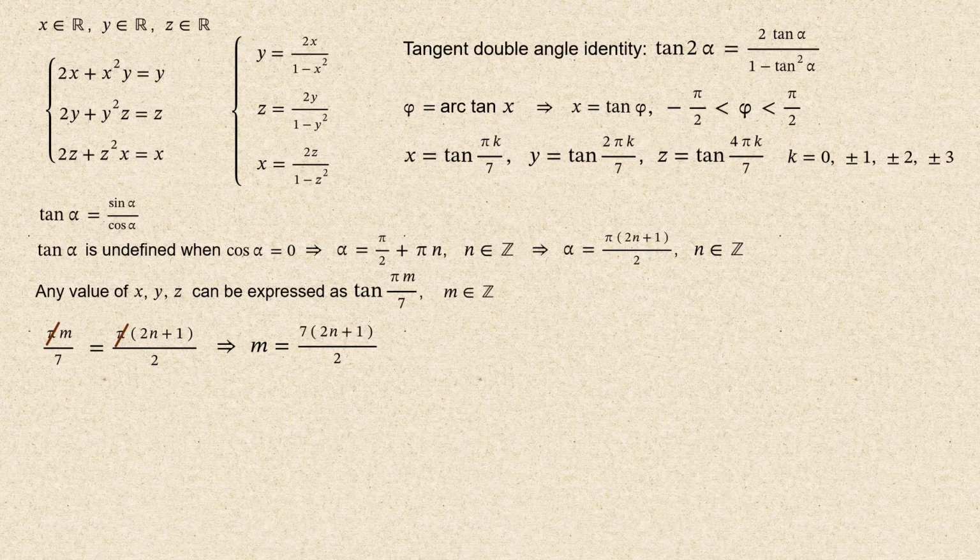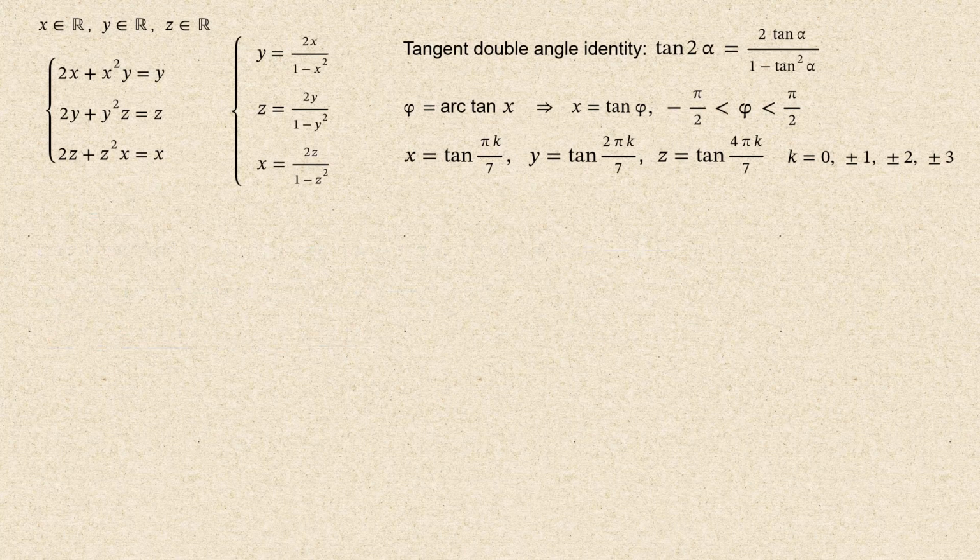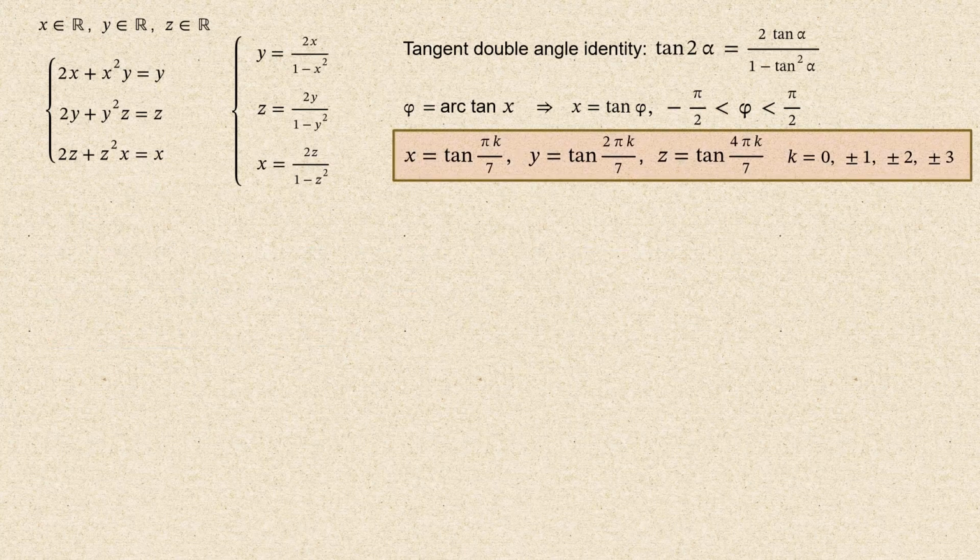However, since both 7 and 2n plus 1 are odd numbers, the numerator in the right-hand side is an odd number. Therefore, the right-hand side is a fractional number, while the left-hand side is an integer. This shows that there is nothing to be discarded. All 7 triplets of x, y, and z satisfy the given system of simultaneous equations. So this is the solution. And this is the end.